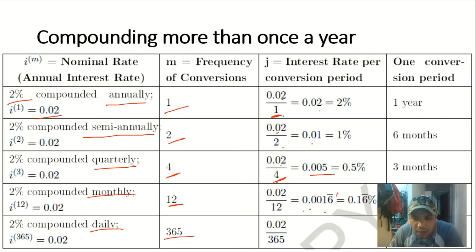bar 6, it should be 0.001666 repeating. If we are going to use 0.0016 lang, we all know na kapag ginamit natin sa calculator, that will give us different result kumpara doon sa naka 6 bar. So, much better to use parenthesis para kumpleto pa rin yung sagot. Ito yung para sa daily, divided by 365.